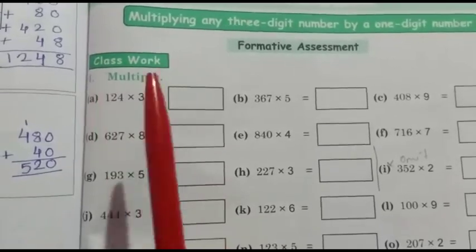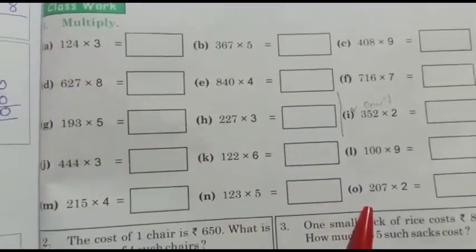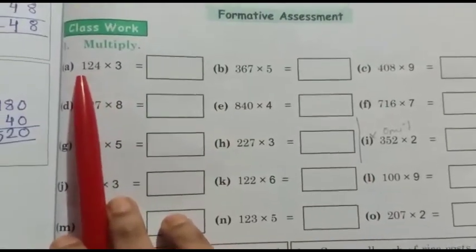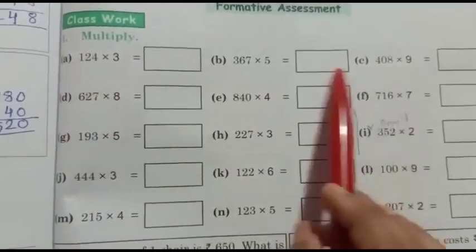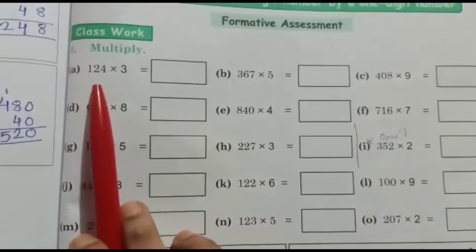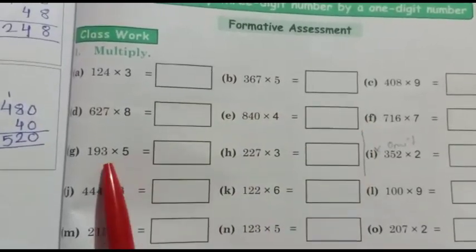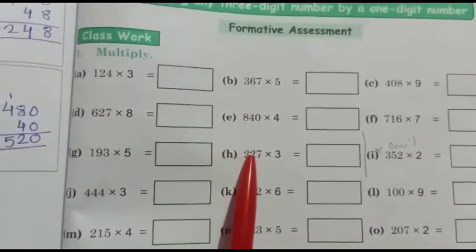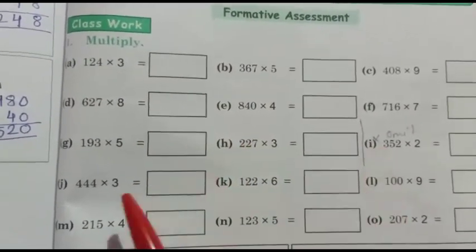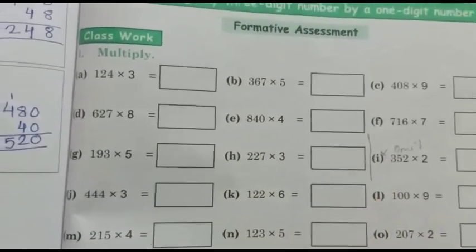So students, in this question you can see there are sums from A to O. There are many sums. You are going to study only A, B, C, D, E, F, G and H, up till H. From I, J, K, L, M, N, O you are going to cancel.